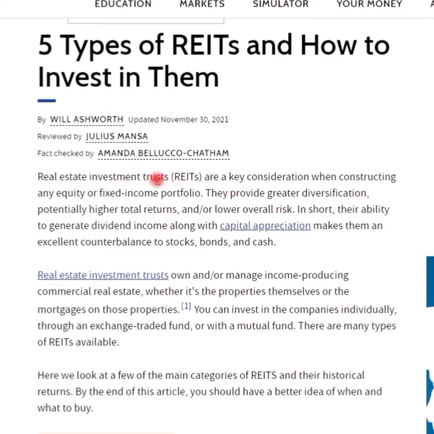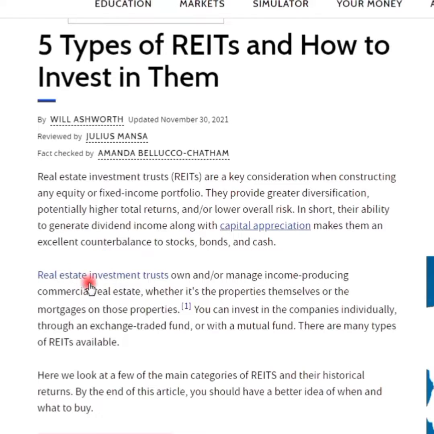So, real estate investment trusts are a key consideration when constructing an equity or fixed income portfolio. They provide greater diversification, potentially higher total returns, and or lower overall risk. In short, their ability to generate dividend income along with capital appreciation makes them an excellent counterbalance to stocks, bonds, and cash.